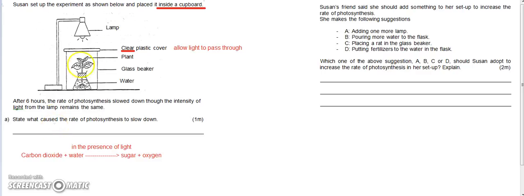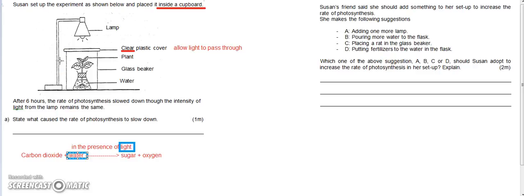Now, if the light is constantly going towards the leaves of the plant, so this is a constant. This is always there. Light is always there. And then water is always there too. It's being absorbed, so the water is always there. So what do you think caused the rate of photosynthesis to slow down? What do you think decreased? What do you think happened?